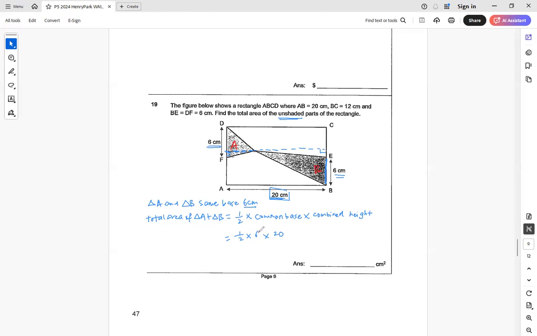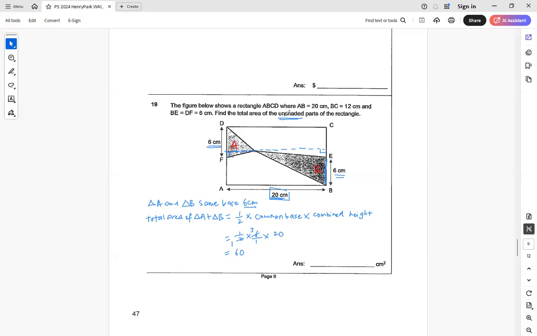So for this one, take note, simplify. I'll make it into a fraction. Diagonally, the 2 and 6 both can divide by 2. So I'll get 1, and this one will be 3. So the first fraction becomes 1 already. So 3 times 20 will give me 60. So A and B total area, the shaded part, is 60.